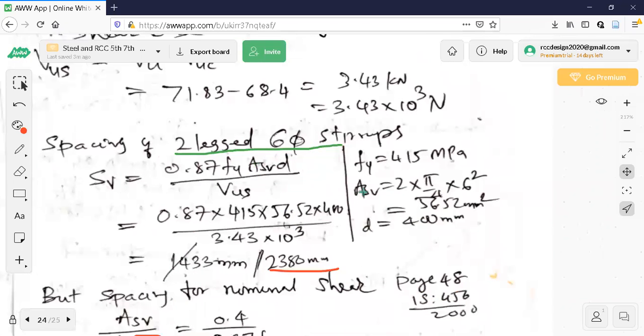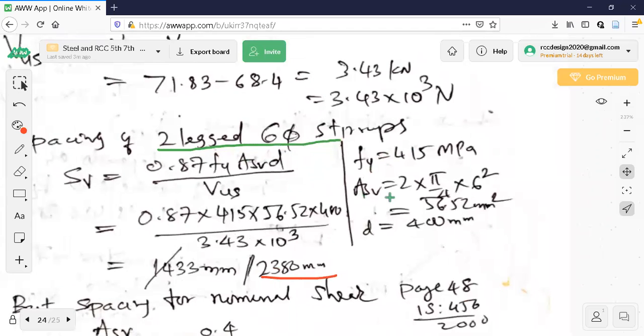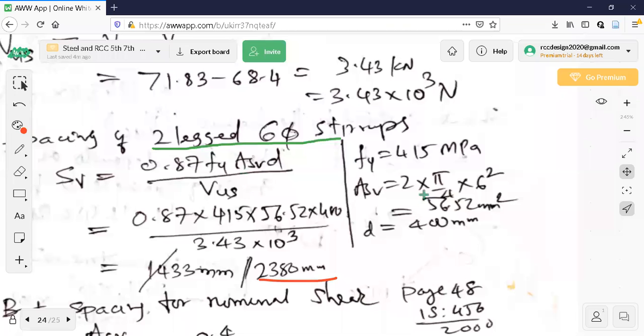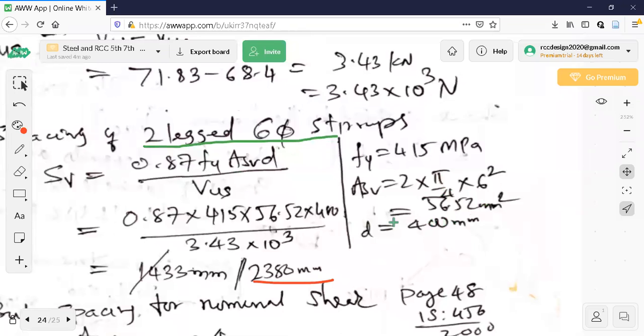ASV, you are asking. ASV calculation I have shown here. See this. ASV is 2 times pi by 4 d square. Because I am choosing 2-legged 6 mm stirrups. You can choose 2-legged 8 also. If you use 2-legged 6, ASV is 2 times pi by 4 d square, which is 56.52. I have used 56.52 here. You are talking about this number, isn't it? Yes.